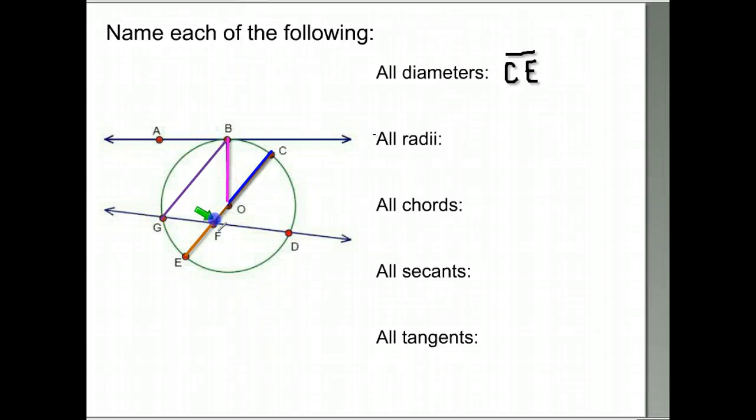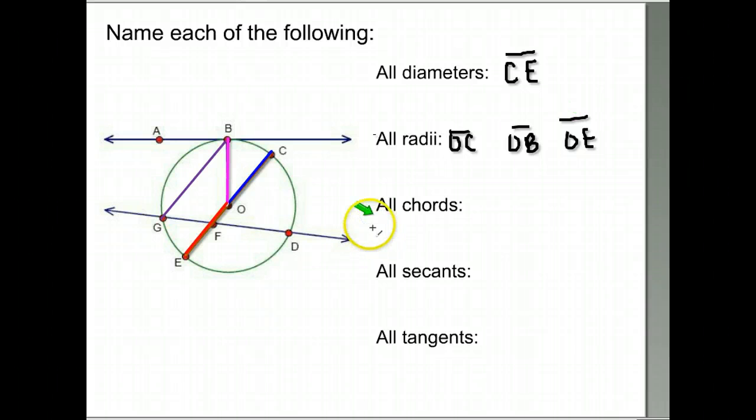And finally, here's the only other line coming out from O. So that would be our only other option. OE goes from the center to the edge. So I have 3 radii. Again, they are OC, OB, and OE. And you can write those names in the opposite order. You can call them CO, BO, and EO.